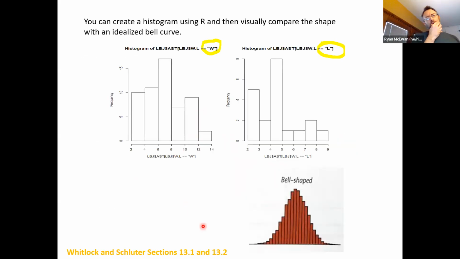So what we're going to do is create a histogram using R, and then visually compare the shape to an ideal curve. This is the process we're going to follow: draw a histogram, and I'll show you how to do that in R, and then compare that histogram to this bell shape. Now, already you can see, does this look like a bell shape? Well, kind of. This one kind of does. You definitely have a peak near the middle. But again, when you have relatively small sample sizes, it's very difficult to ascertain.